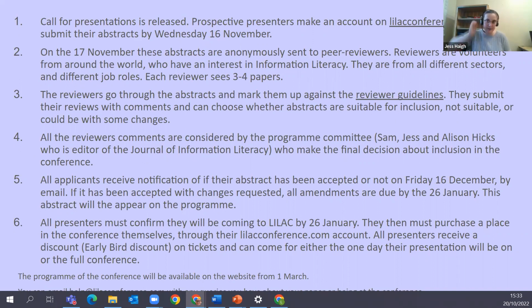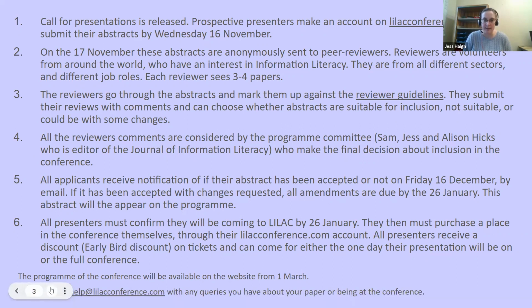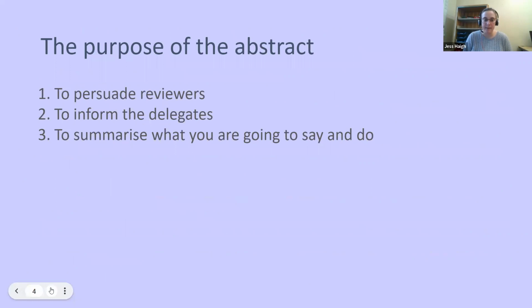So now we're going to look, I think, at the reviewer guidelines, just to give you an idea of what sort of things our reviewers are marking your abstracts up against. So the purpose of the abstract is to persuade reviewers that your paper is worthy of inclusion. It's also to inform the delegates of what your paper is about. So it should summarize what you're going to say and what you're going to do, but also what the delegates are going to get out of coming to that session.